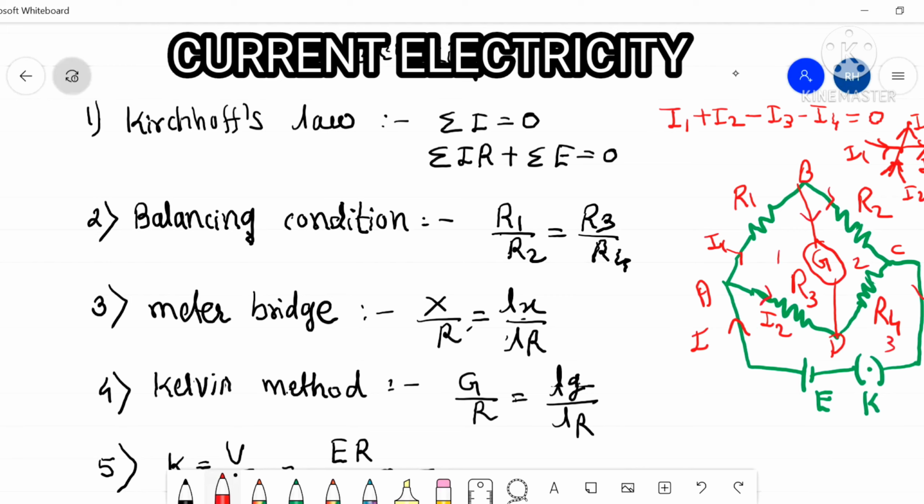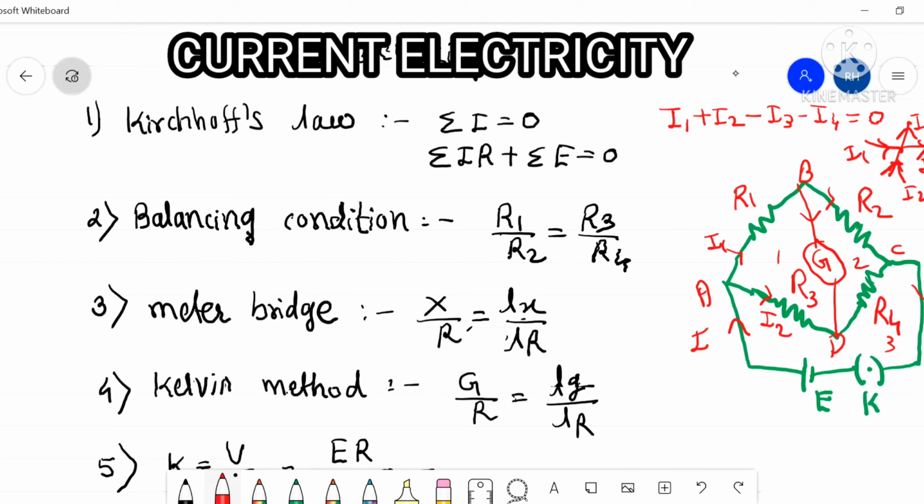Like that, we can apply Kirchhoff's law for this bridge network. But we are interested in the balance condition. What is that balance condition? If the 4 resistors are connected in one bridge, at that time the formula is R1 upon R2 is equal to R3 upon R4. R1 means the upper side of this bridge, that is A to B and B to C resistance, R1 upon R2. Take the upper side ratio here and the lower side ratio here, R3 upon R4. Have you understood this? The bridge condition is R1 upon R2 is equal to R3 upon R4.